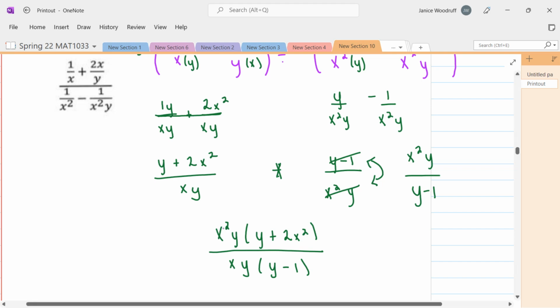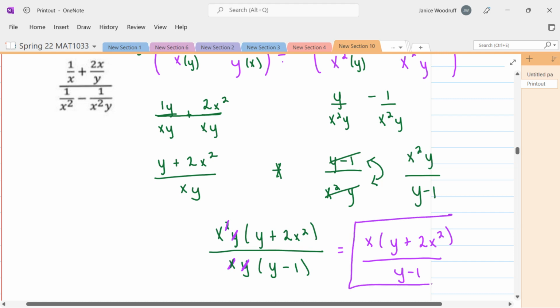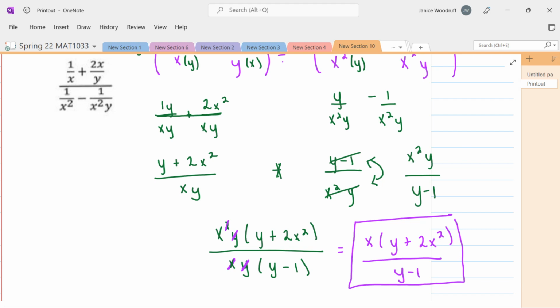Yeah, I can get rid of one x here, and this x here, and these y's are going to cancel each other out. Because those are singular, so those can cancel each other out. And I've got x, y plus 2x squared over y minus 1. It is an ugly problem. Doesn't factor or come together very nicely, but that would be the last part.